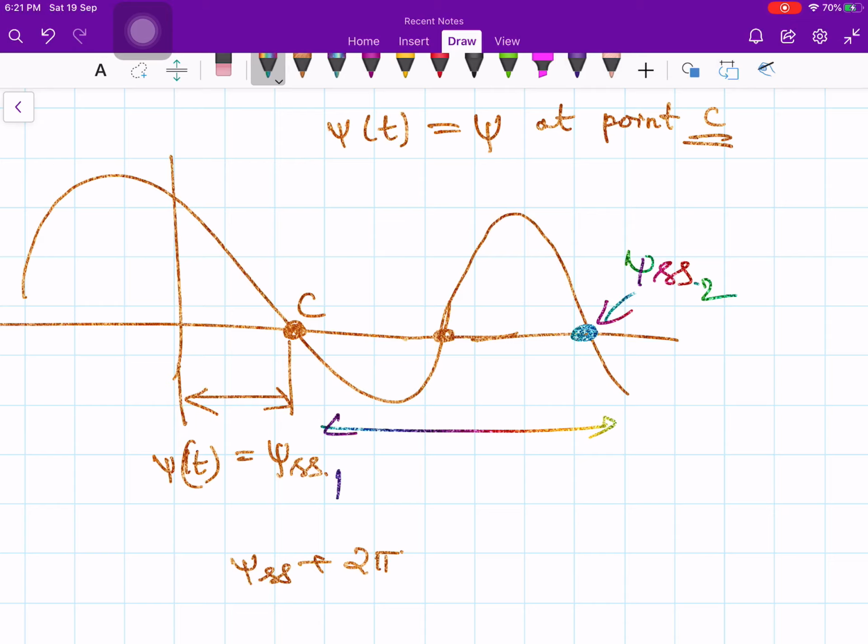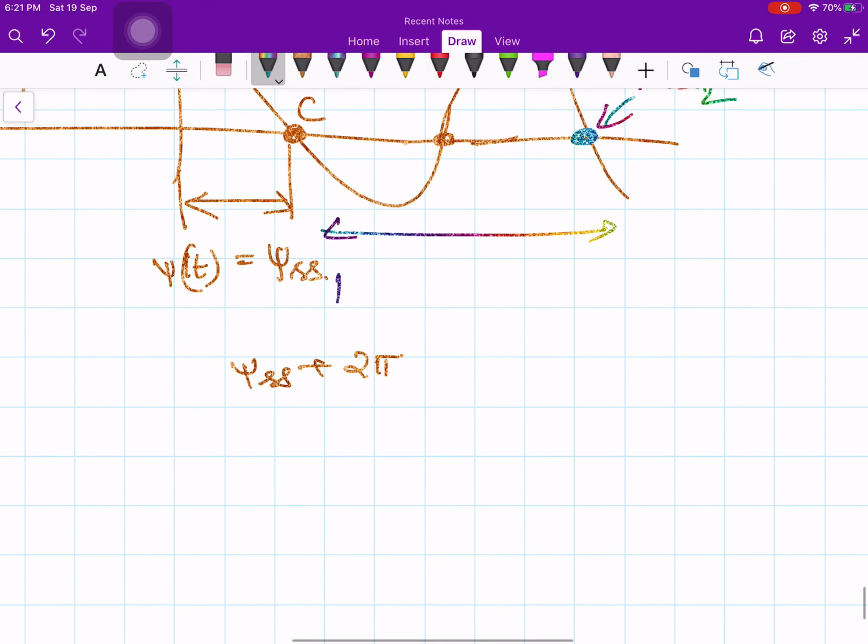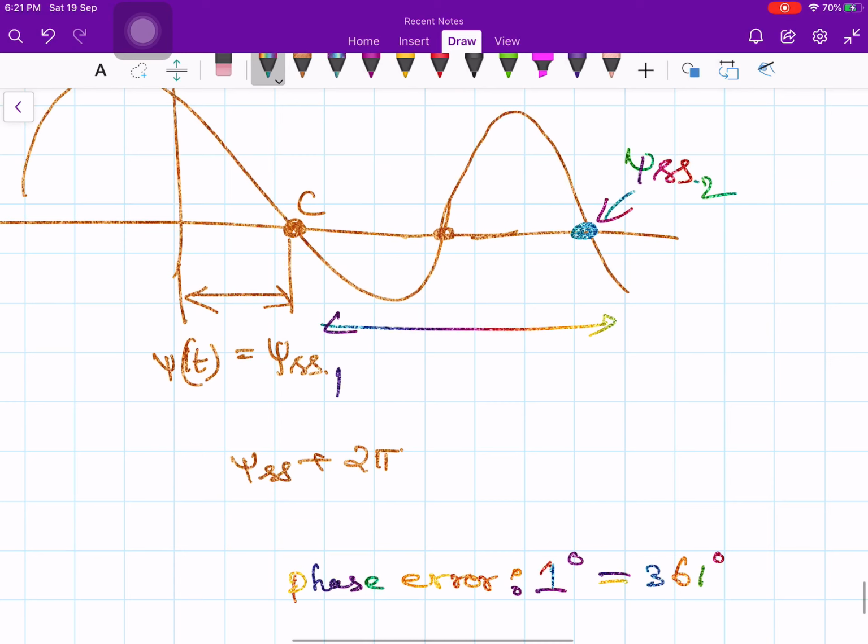Inasmuch as phase is anyway specified modulo 2 pi, it doesn't matter which point you lock on to. If somebody says the phase error is 1 degree, this is the same as 361 degrees. You cannot distinguish between a phase error of 1 degree or 361 degrees. It is really the same thing. Either you take this point as psi ss or that point, because it is a periodic function.